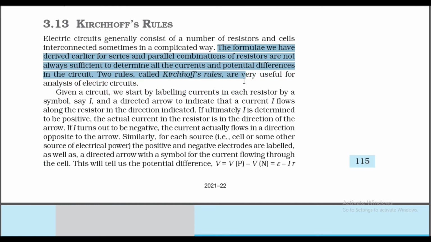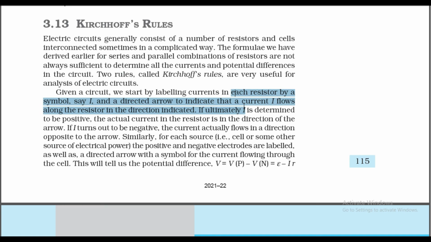Given a circuit, we start by labeling the current in each resistor by a symbol, say I, and a directed arrow to indicate that a current I flows along the resistor in the direction indicated. If ultimately I is determined to be positive, the actual current in the resistor is in the direction of the arrow. If I turns out to be negative, the current actually flows in a direction opposite to the arrow.